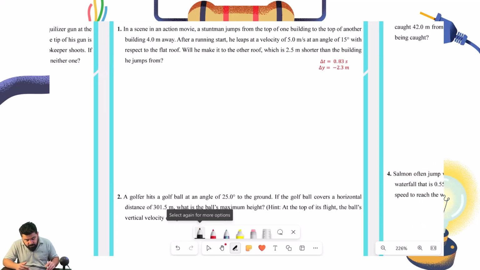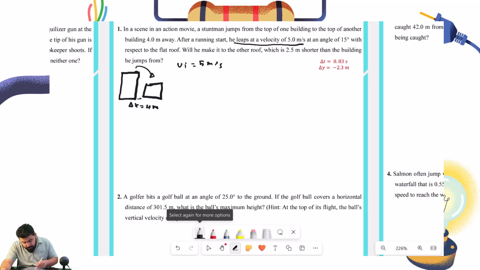Okay. Question 1, guys, it says, in a scene in an action movie, a stuntman jumps from the top of one building to the top of another building, which is 4 meters away. So you have 2 buildings basically. The distance between them, which is delta x, is equal to 4 meters. After a running start, he leaps at a velocity of 5 meters per second. So v initial is equal to 5 meters per second.